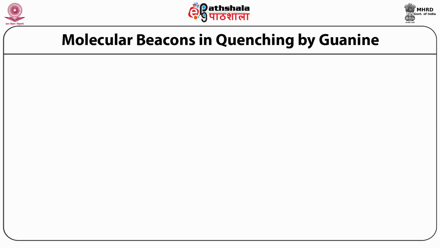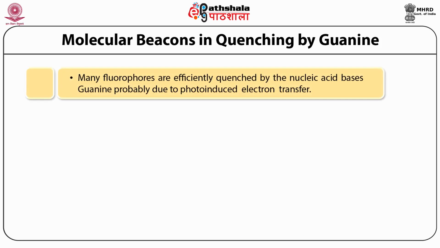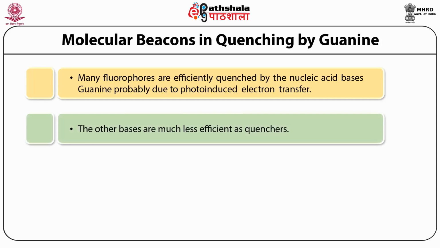Molecular beacons and quenching by guanine. Many fluorophores are efficiently quenched by the nucleic acid base guanine, probably due to photo-induced electron transfer. The other bases are much less efficient as quenchers. In the next slide, we can see a Stern-Volmer plot for GMP as a quencher with 4 fluorophores.